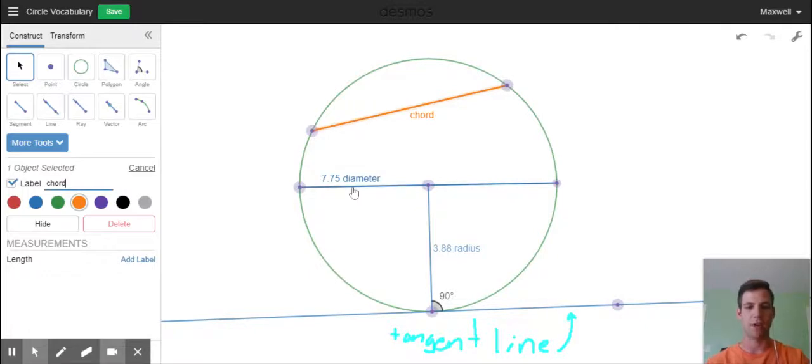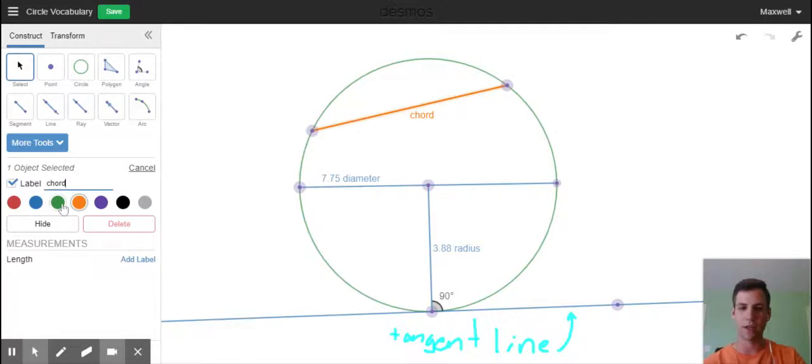Technically, a diameter is one example of a chord, but a chord doesn't only have to go through the center of a circle. It is sort of like the square rectangle thing, where a square can be a rectangle, but a rectangle is not necessarily a square. A diameter can be a chord, but a chord is not necessarily a diameter. So we have one example of a chord right there.